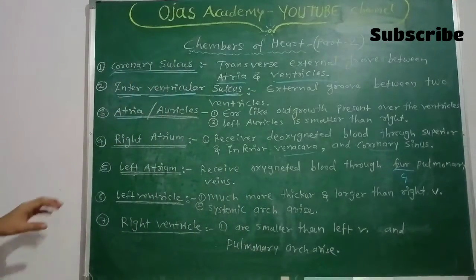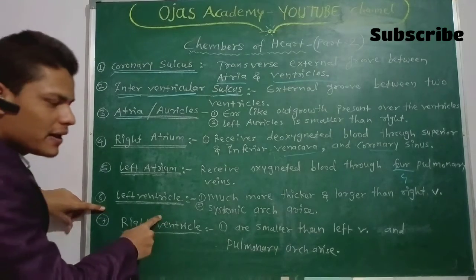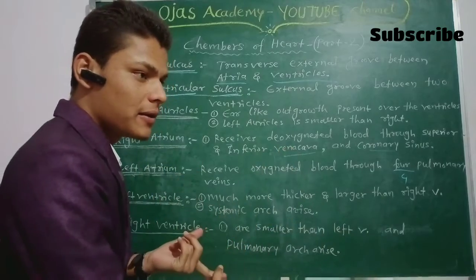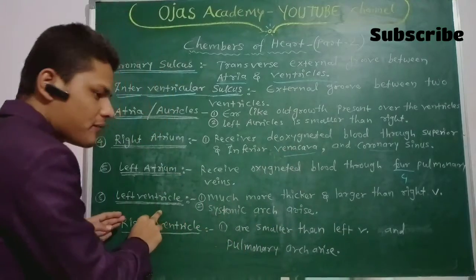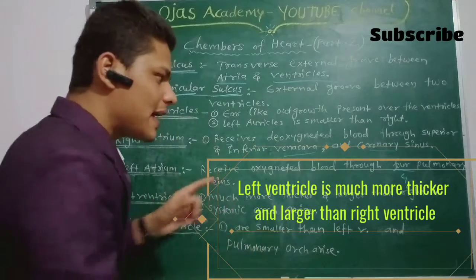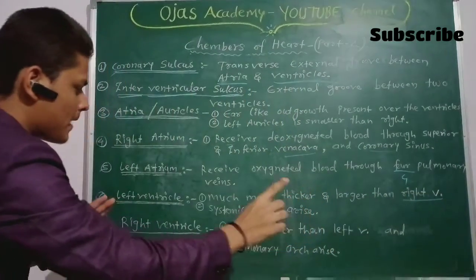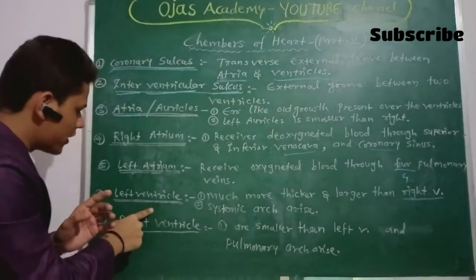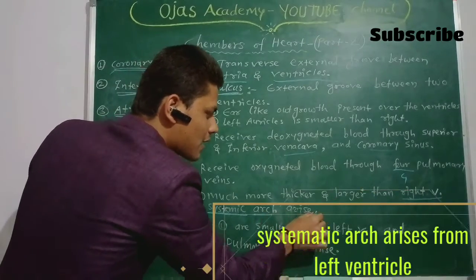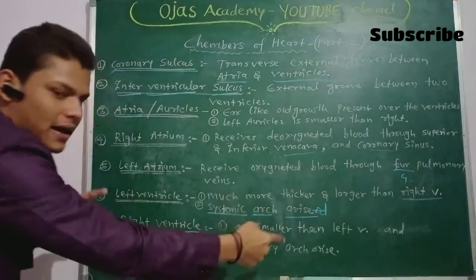Okay. Now the left ventricle. The left ventricle is much thicker and larger than the right ventricle. From the left ventricle, the systemic arch arises. Okay.